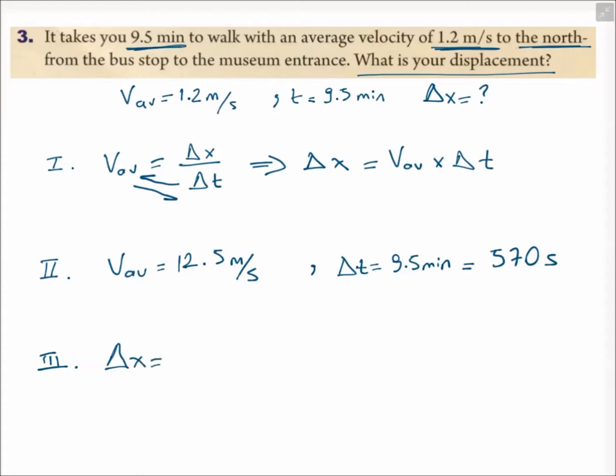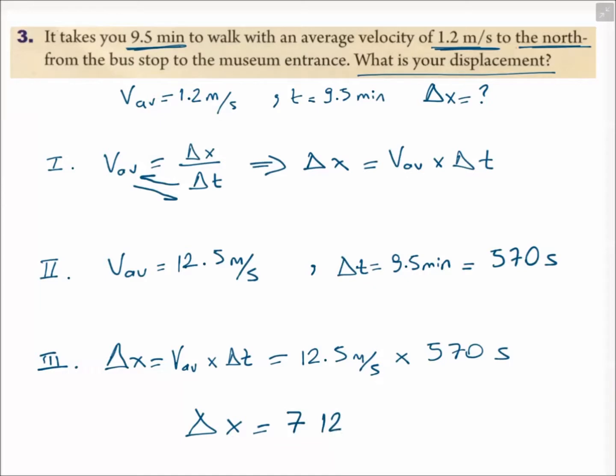Delta x equals v average times delta t. v average 1.2 meters per second times delta t equals 570 seconds. Delta x is going to be 684 meters.